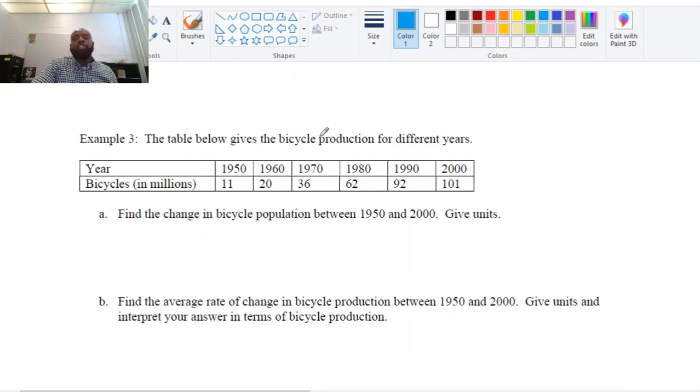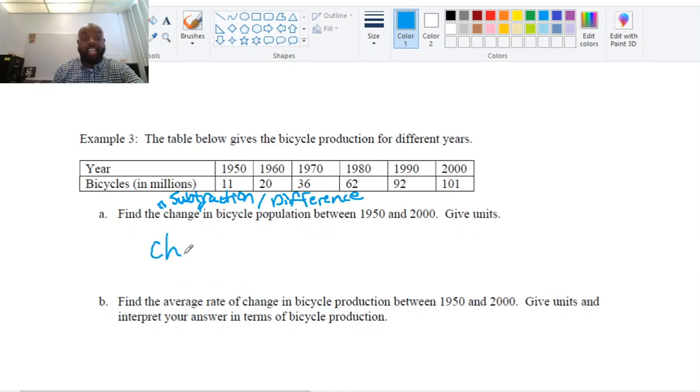The table below gives the bicycle production for different years. All right, so we have years from 1950 to 2000, and we have the number of bicycles, the production level in millions from 1950 to 2001. It says find the change in bicycle population from 1950 to 2000. This is just a regular change. Change means subtract or difference.